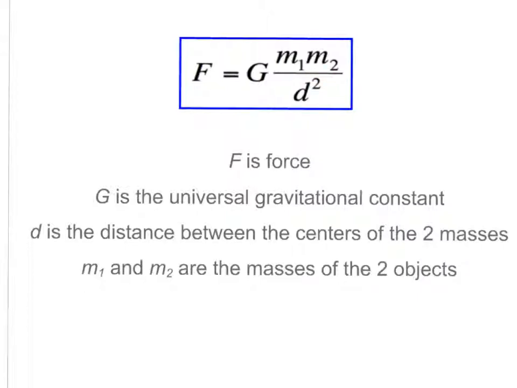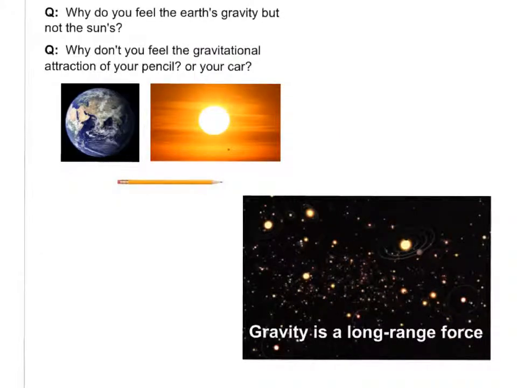So you can see that both the distance and the mass of each of the objects has a great effect on the amount of force that exists between two objects due to gravity. So why do you feel the Earth's gravity but not the Sun's gravity? Why aren't you pulled toward the Sun? Why are you pulled toward the Earth instead? Well, you're a lot closer to the Earth. Remember the distance factor here when it comes to the force of gravity.